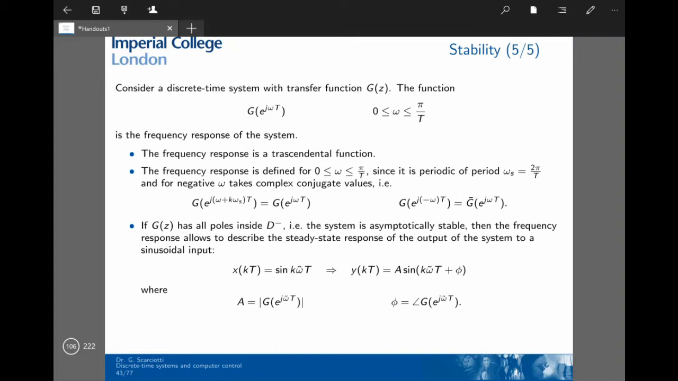Another method to study the stability of discrete time systems is to analyze the frequency response of the system. So let's start to define this frequency response. Let's recall how the frequency response is defined for continuous time systems. In continuous time, we have the Laplace transform, that is G of s, and the frequency response is basically G of s computed at s equal to j omega. So the frequency response will be equal to G of j omega.